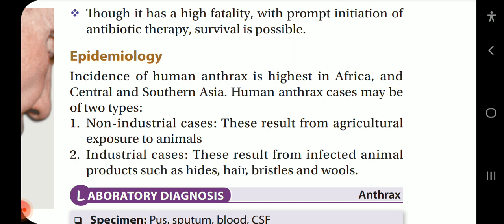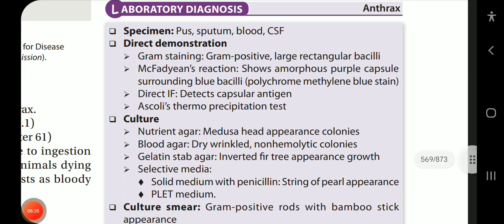Epidemiology: the incidence of human anthrax is highest in Africa and Central and Southern Asia. Human anthrax may be of two types. Non-industrial cases result from agricultural exposure to animals. Industrial cases result from infected animal products such as hides, hair, bristles, and wool.